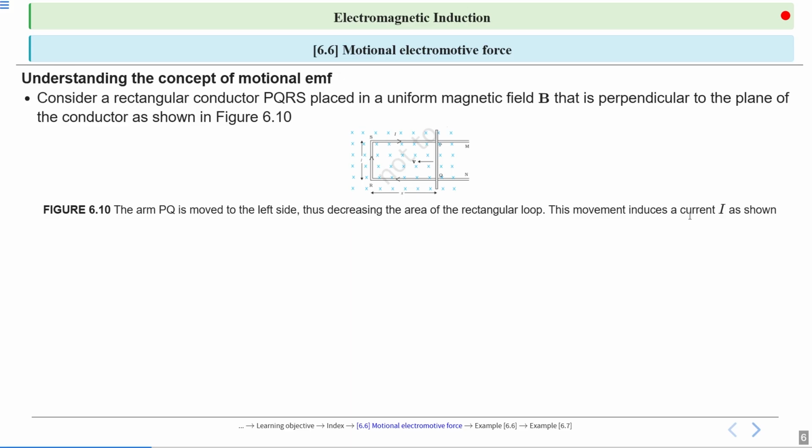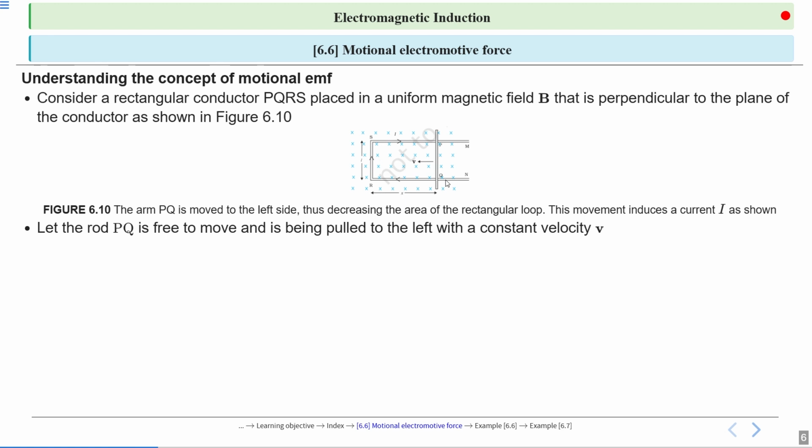This movement induces a current I as shown. You can see the direction of the arrows, so the current will be induced in the clockwise direction. Let the rod PQ be free to move and be pulled to the left with a constant velocity V, as you can see in the diagram.